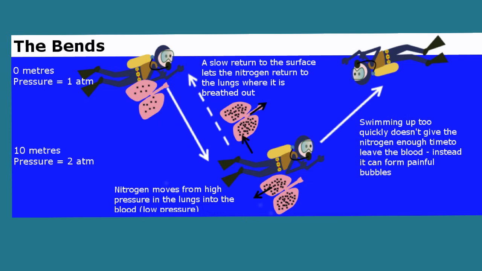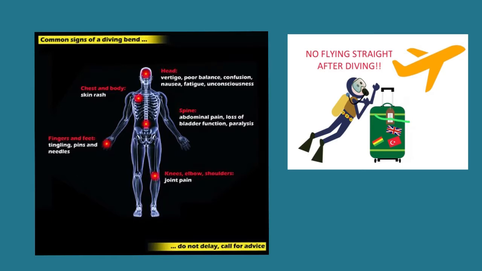However, if he swims up too quickly, then the nitrogen is still stuck in his tissues. It's stuck in his brain, it's stuck in his joints. So as he comes up, it produces a very painful condition known as the bends. Another term for the bends is decompression sickness. It is characterized by skin rash, vertigo, poor balance, confusion, nausea, fatigue, abdominal pain, and joint pain.